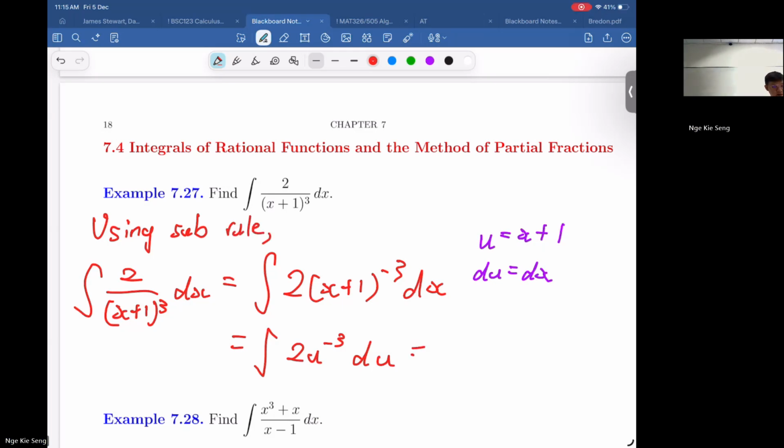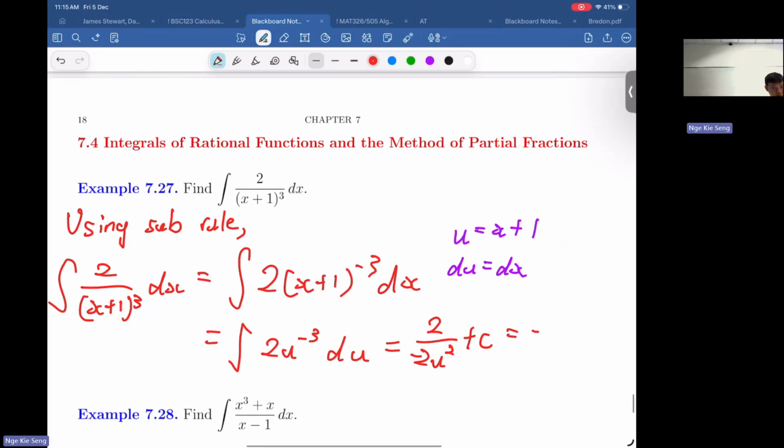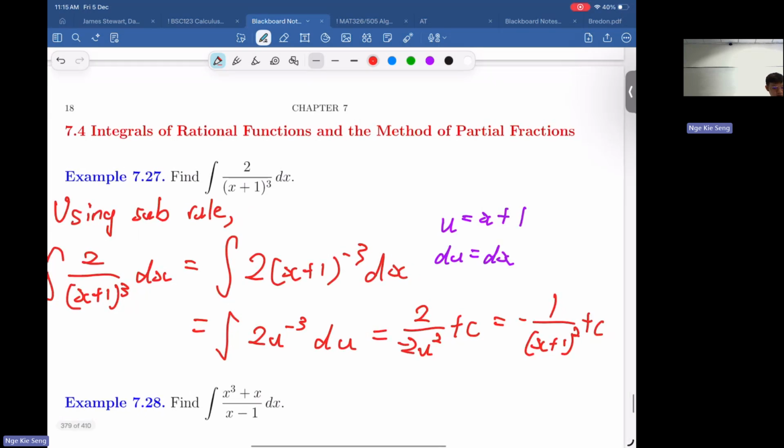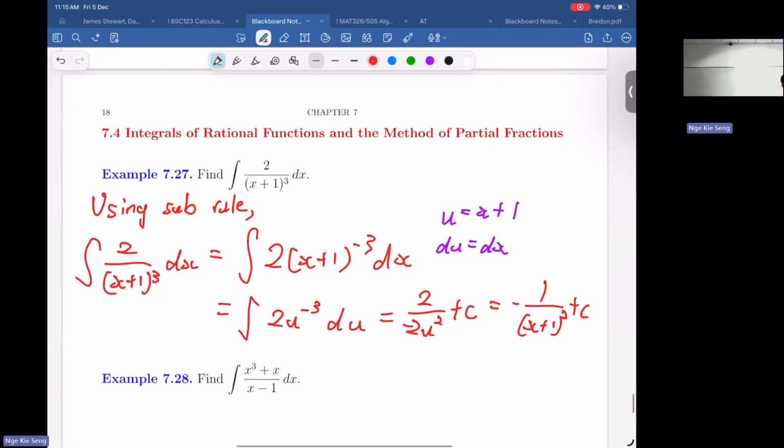Then what do you get? 2 over minus 2 u to the 2 plus c, which is minus 1 over x plus 1 squared plus c. Okay, yeah. Substitution rule.